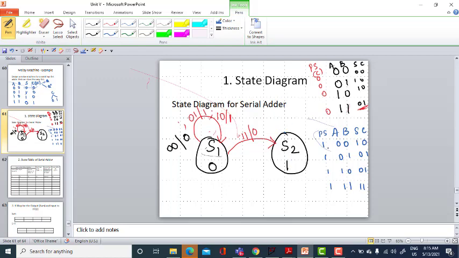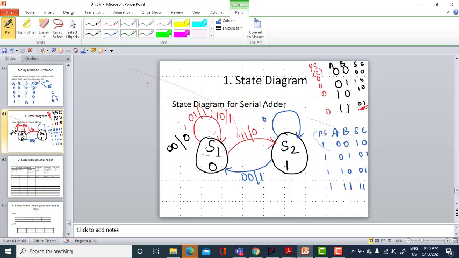When input is 0 and 0, output is 1, but your carry is 0. When your input is 0, 0, your output is 1, your carry is 0. So from S2, it will move to S1. And again, when your input combination is 0, 1, sum is 0, and carry is 1. It means it remains in the same state.